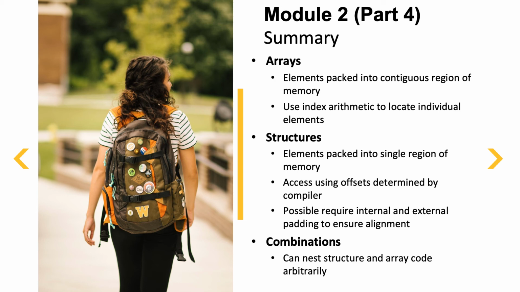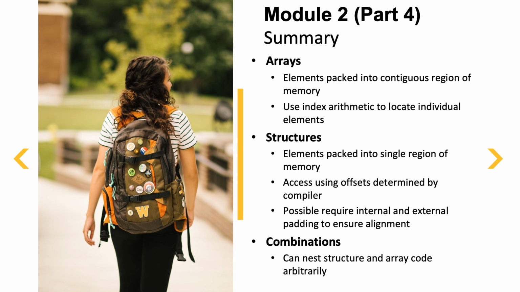and that we use arithmetic on the indices to locate individual elements. And for nested arrays, we actually can do the same thing. The math is a little bit more complicated, but not by much. We just go to the index where the row is stored and then go to the index for the column within the row, and we use the same kind of math to get to both of those places. For structures, we want to keep in mind that elements are packed into a single region of memory. They're accessed using offsets determined by the compiler, and it's possible that internal and external padding might be required to ensure alignment, right? We keep those rules in mind.